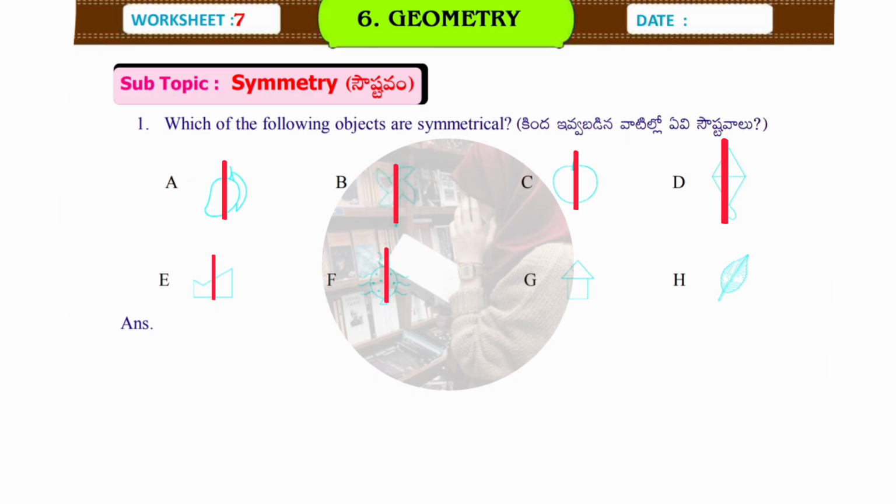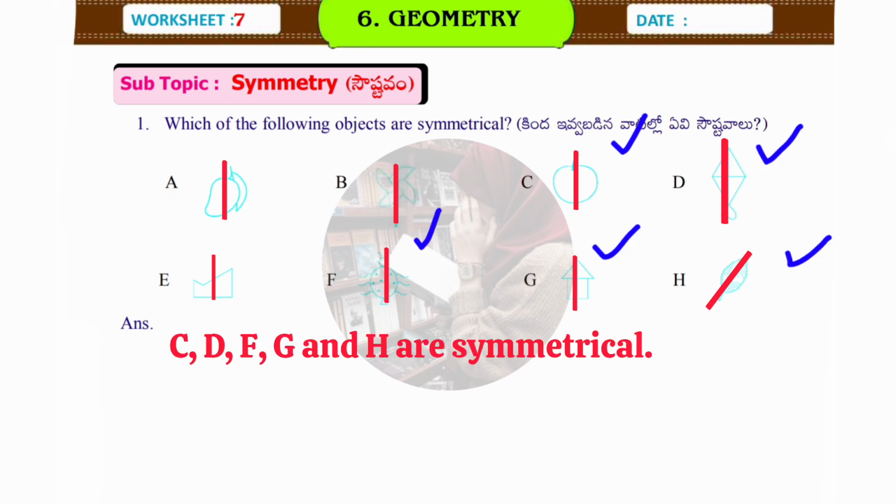Then G is also symmetrical, and H, a leaf, is given. If we draw a line between a leaf, it also gives equal parts on either side, so it is also symmetrical. Write down C, D, F, G and H are the symmetrical. Okay guys, understood? In this way you need to identify.